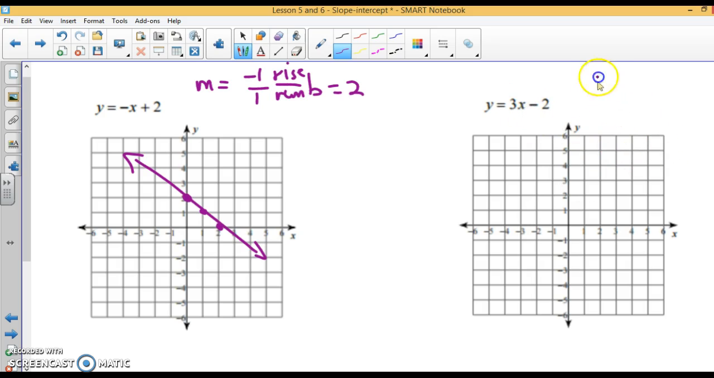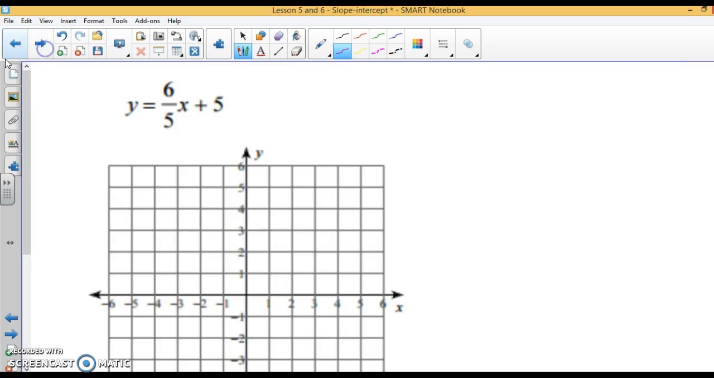Let's do this one. Slope is 3, and I'm going to write it as a fraction. 3 over 1 for my rise over run. My y-intercept is -2. So, plot your y-intercept, which is -2. Put your pencil on that point. My slope is 3 over 1, so I'm going to go up 3 over 1. Up 3 over 1. Using rise over run, there's my line.